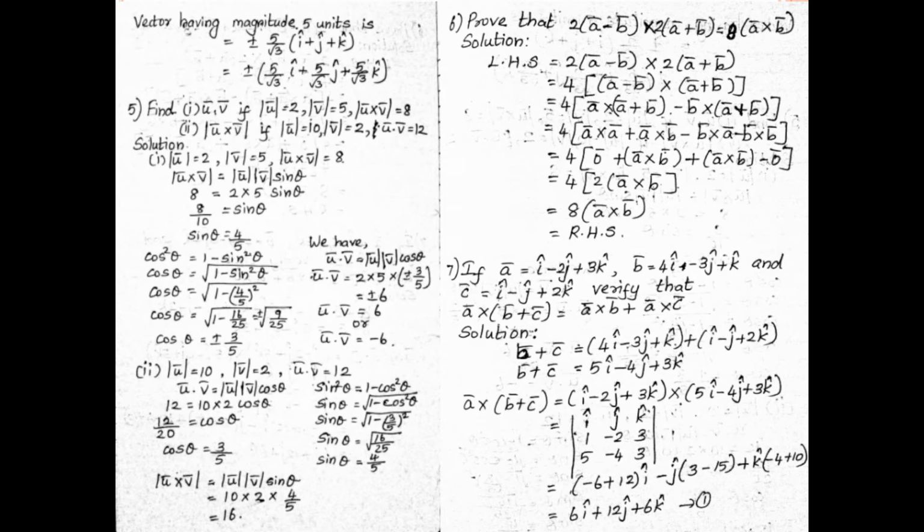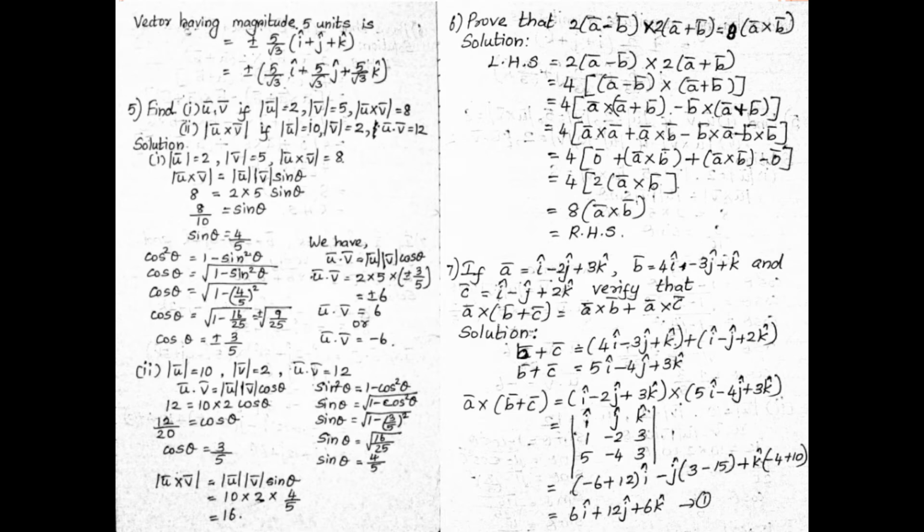We have the formula cos square theta is equal to 1 minus sine square theta. Therefore cos theta is equal to square root of 1 minus sine square theta. Therefore cos theta is equal to square root of 1 minus 4 upon 5 the whole square. Therefore cos theta is equal to square root of 1 minus 16 upon 25, which is equal to plus or minus root of 9 upon 25. Therefore cos theta is equal to plus or minus 3 upon 5.